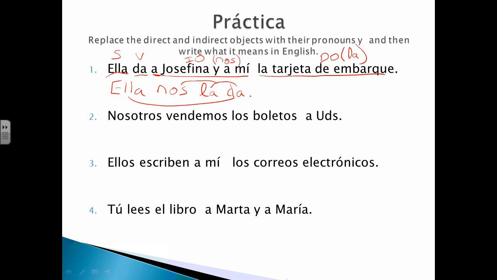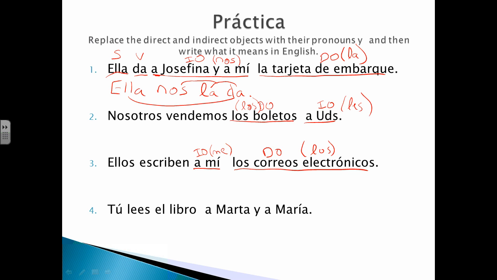Now that you're back, before I show the answers for all of these, I'm going to underline the direct object, all of them, and the indirect object. Then I'll give you the pronouns for them. A ustedes would be les. Los boletos would be los. Okay. And then we have indirect right here, which would be me. Los correos electrónicos would be los. This is the direct.